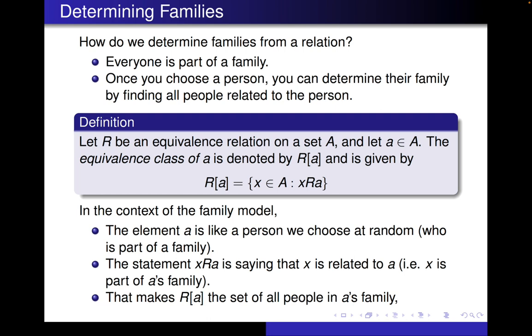And then if we think of what that makes, R of a is literally the set of all people in a's family. So we take a, we gather up all the people in a's family by using the relation, is x related to a? And then that becomes an entire family. Which means that literally the set R of a is a's family.